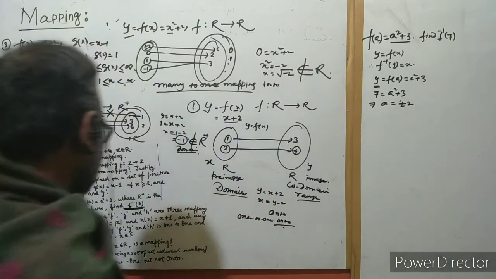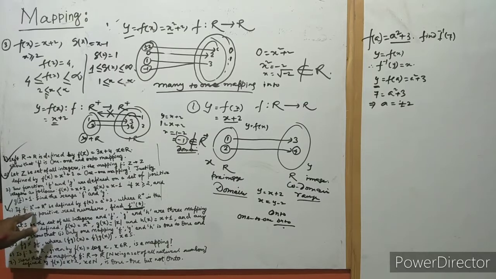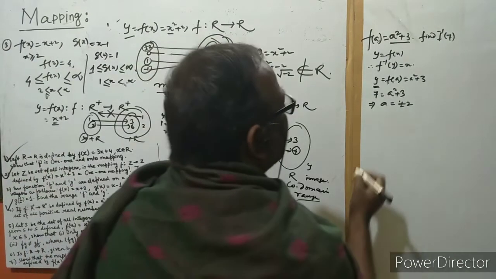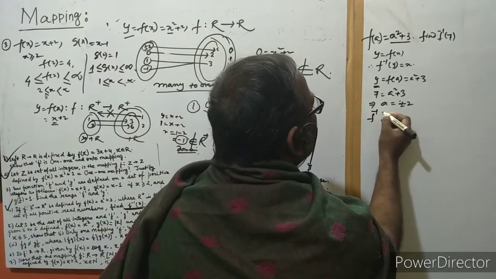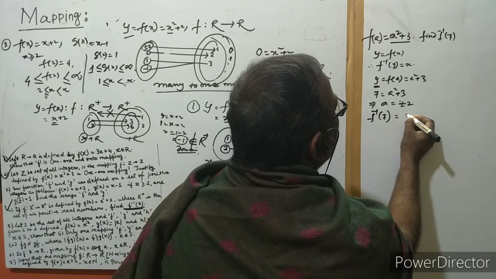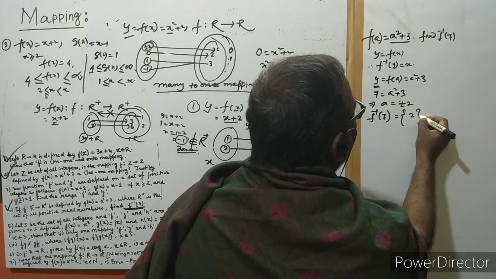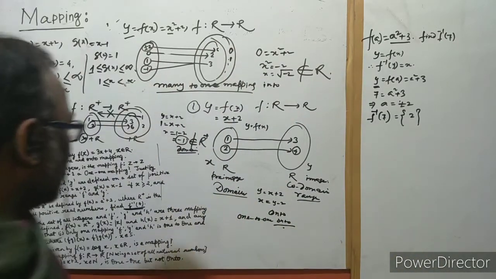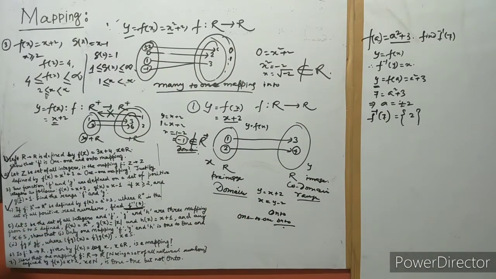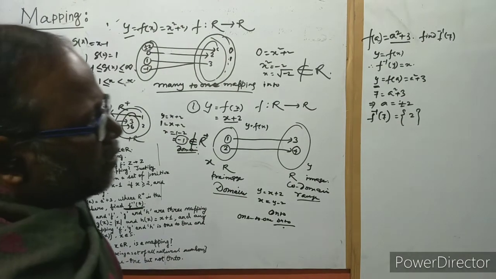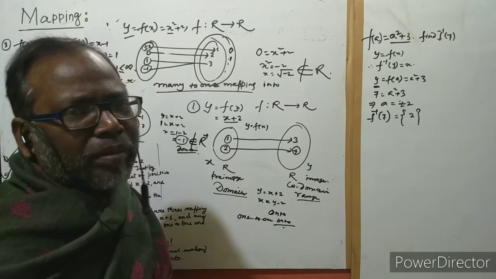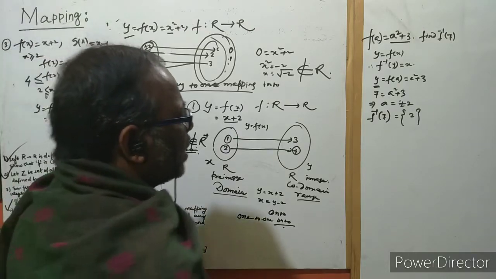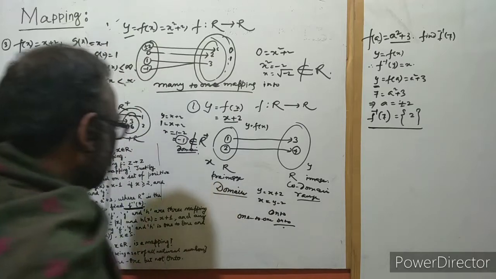But see here, it is positive real numbers to real numbers, so you don't take the negative sign. That's why f inverse 7 is equal to the set containing 2. If there was nothing mentioned about positive real numbers, we would also take the minus sign, and in the bracket we would take minus 2 comma 2. So this is your answer.